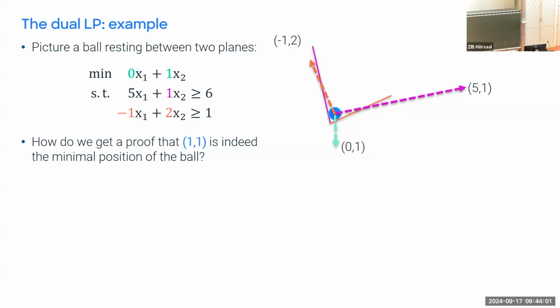Nine is not correct. 1 and 5 are good. So what I want is a multiplier here and a multiplier here such that these coefficients add up to 0 and these coefficients then add up to 1.